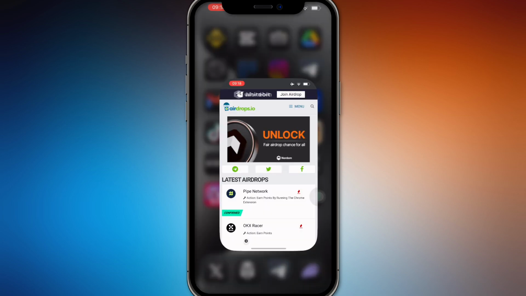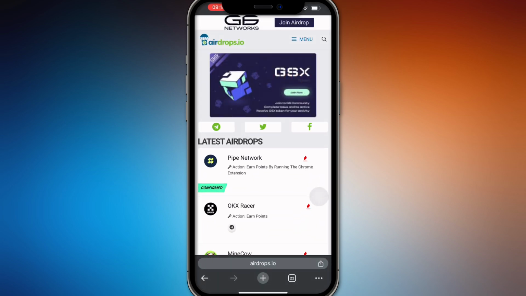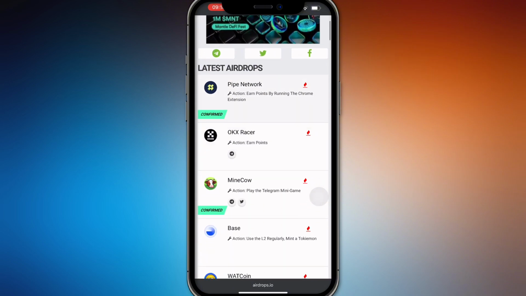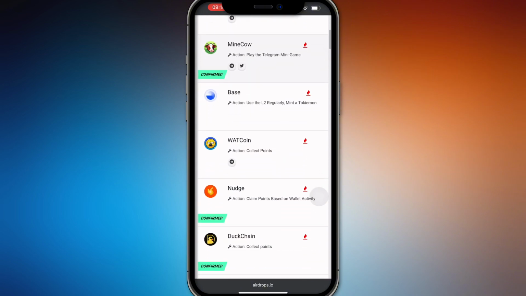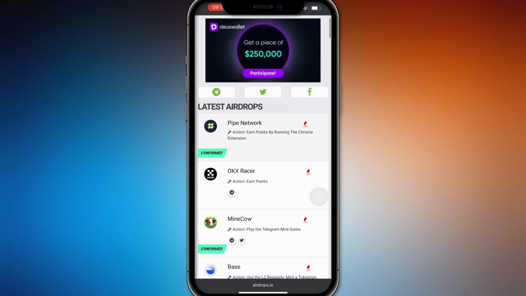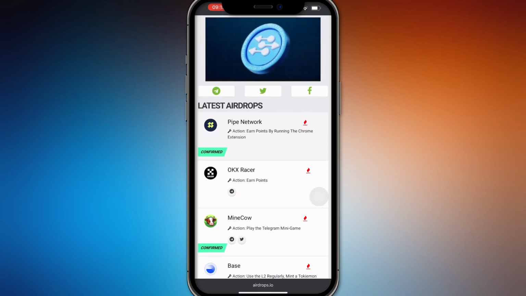So next I would go in my browser and I will go to airdrops.io. This is the second place I would look personally for crypto airdrops. So you have Pipe Network, OKX Racer, Minecow, Base, Wattcoin, Nudge, Duckchain, Tonhedge, and a lot of others. You can check out the latest airdrops right here.